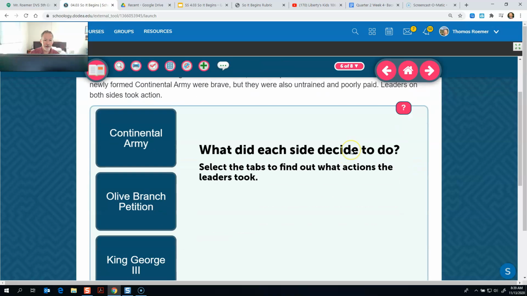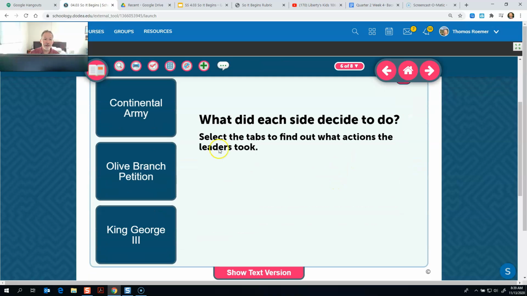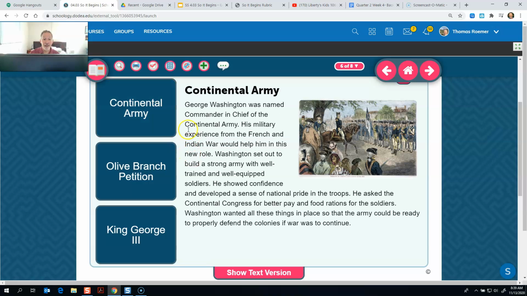And what happened after Bunker Hill? After Bunker Hill, you got the Continental Army saying, hey, we can beat them. And now you got George Washington. He was named the commander-in-chief. So this group right here was confident that they could go against the British.